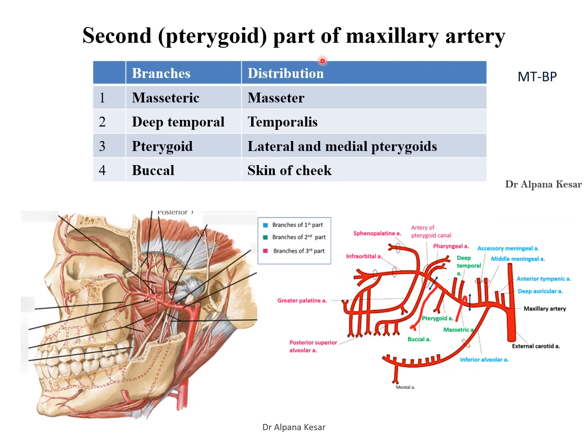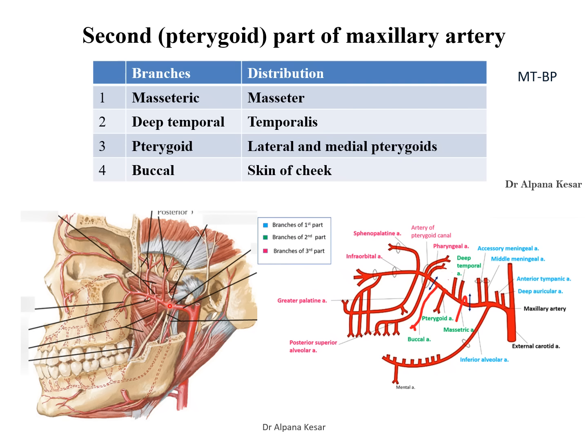Second part of maxillary artery gives 4 branches. They are masseteric artery, deep temporal artery, pterygoid artery, and buccal artery. These 4 arteries travel with the 4 nerves that are the branches of anterior trunk of mandibular nerve. This is the masseteric artery, deep temporal artery, pterygoid artery, and buccal artery.